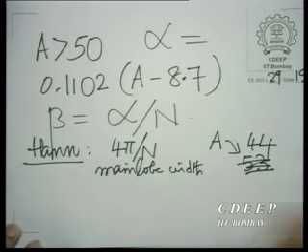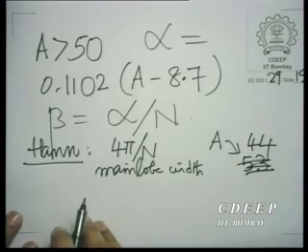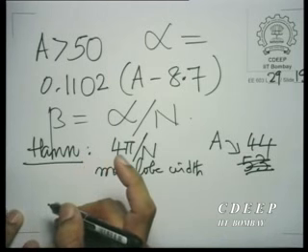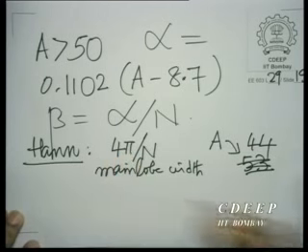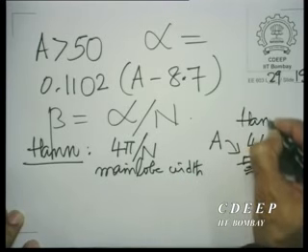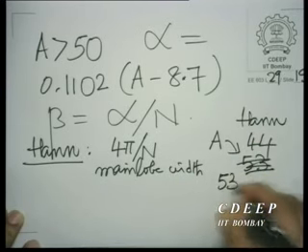I am essentially taking this data from a table. 53 actually happens to be for the Hamming window. The Hamming window and the Hann window have the same main lobe width. In fact, I can write it down here. Hann 44, 53 for Hamming.